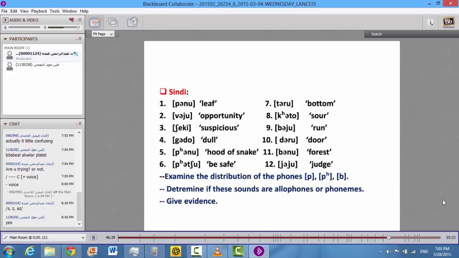You have to examine the distribution of the sounds pa, pa aspirated and pa voiced. Then you have to determine if these sounds are allophones of the same phoneme, and you have to give me evidence. When I say give me evidence, you have to look for minimal pairs. Just for these three sounds. In the data here you find other minimal pairs, but for other sounds, not for the pa, the pa aspirated and the pa voiced.